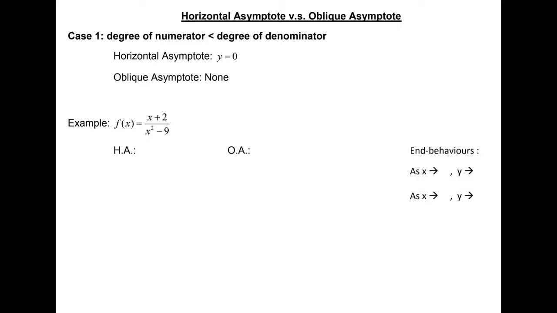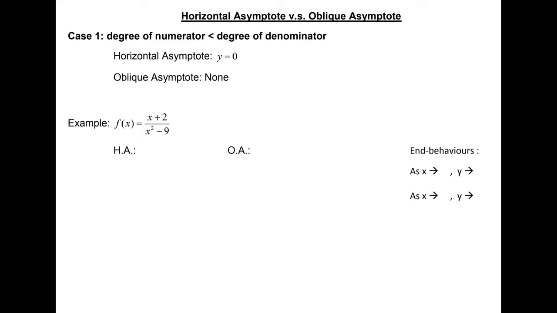This lesson, we are going to learn how to determine the horizontal asymptote and the oblique asymptote. Horizontal asymptotes occur when the numerator of a rational function has degree less than or equal to the degree of the denominator. Oblique asymptotes occur when the degree of the denominator of a rational function is 1 less than the degree of the numerator.